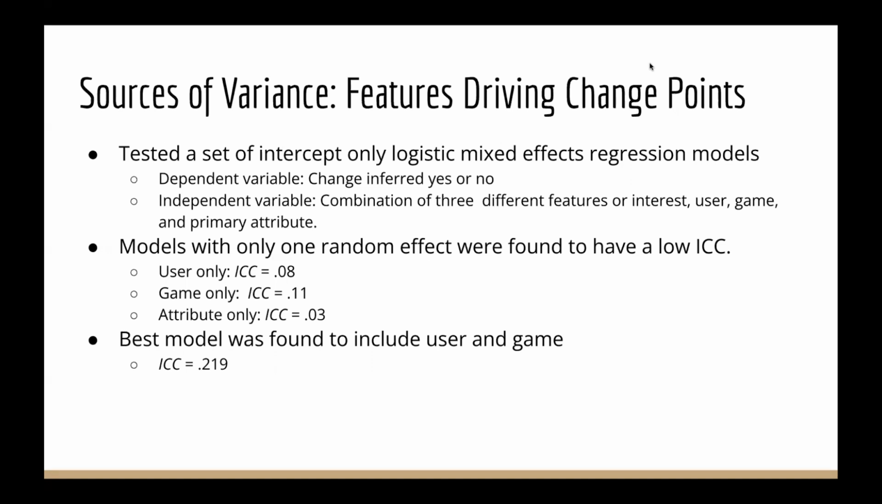For the mixed effects, we examined all possible combinations of the 3 different features of interest: user, game, and a game's primary attribute. For each of these models, we examined the intraclass correlation, or ICC, to determine how much variance can be explained by these different factors. Individually on their own, the factors of interest were found to have low ICC values. However, our best model, which included game and user, was found to have the highest ICC value, explaining 21% of the variance of inferred change points.